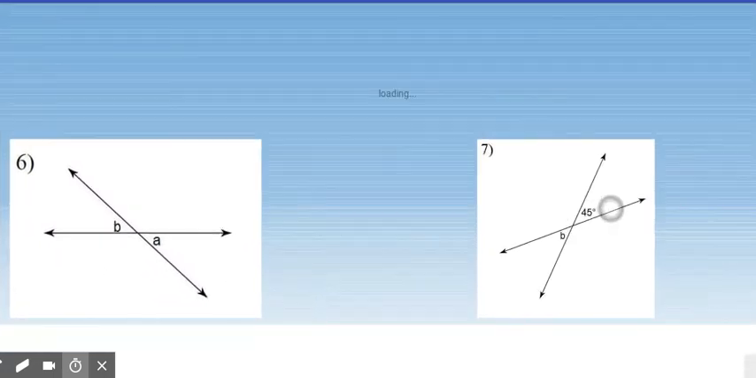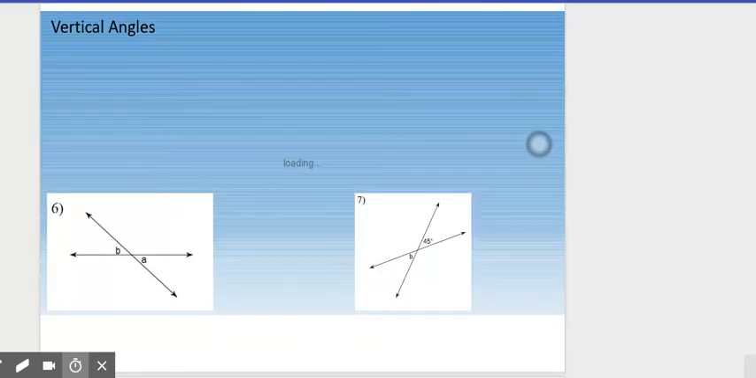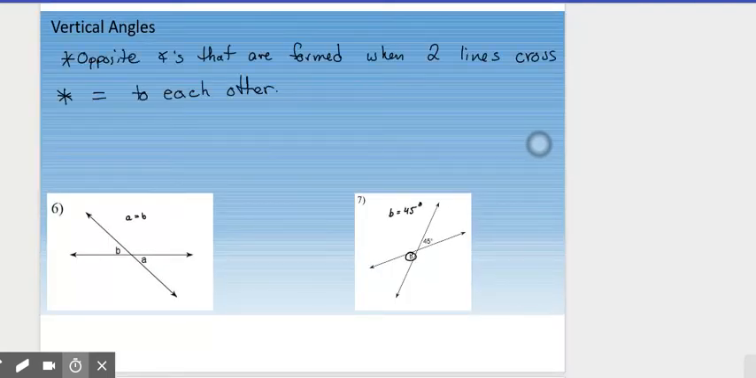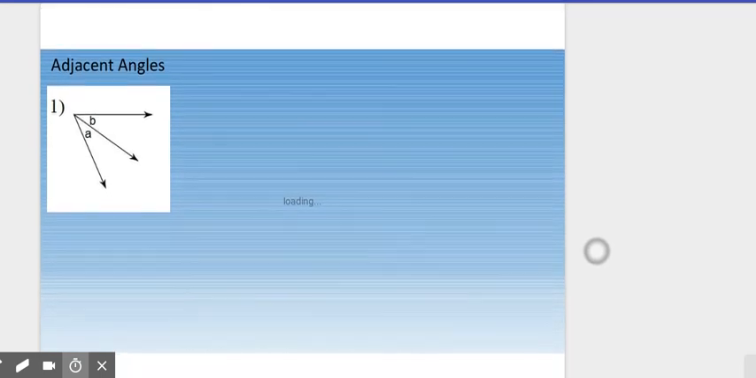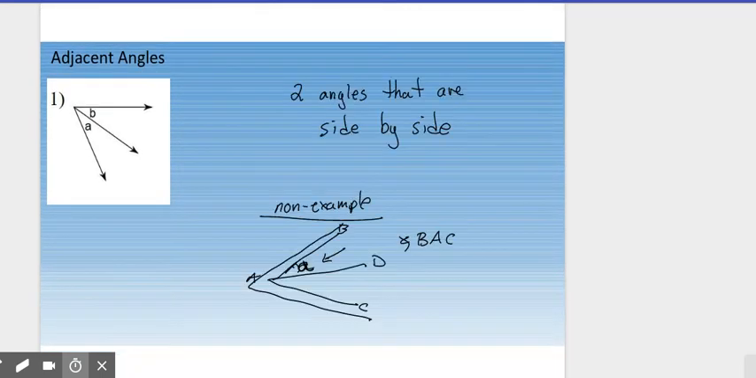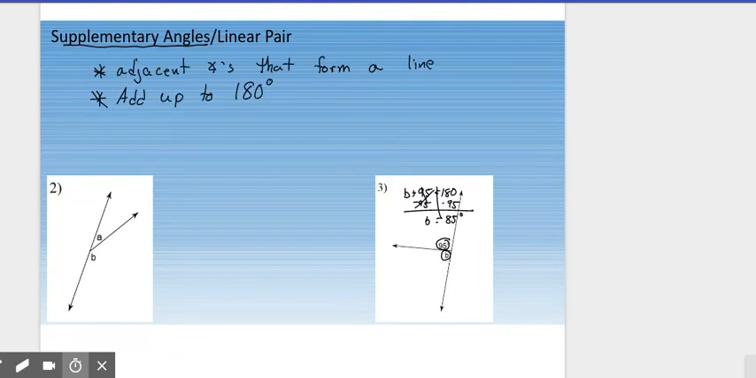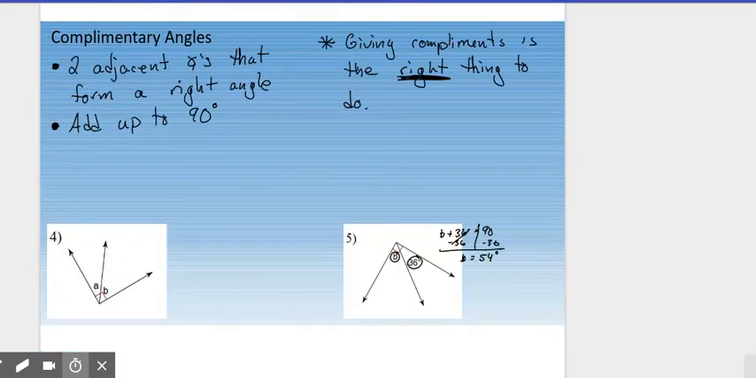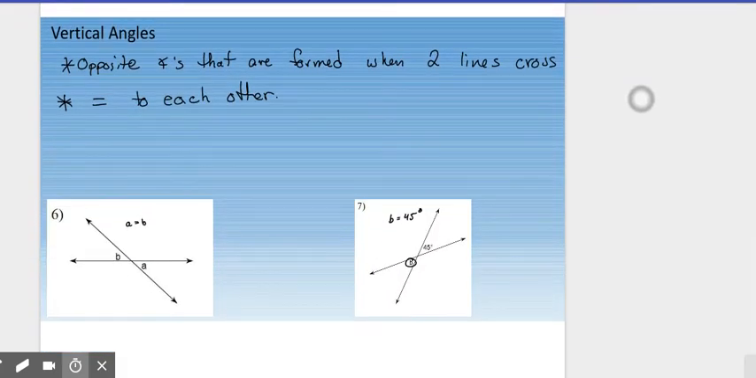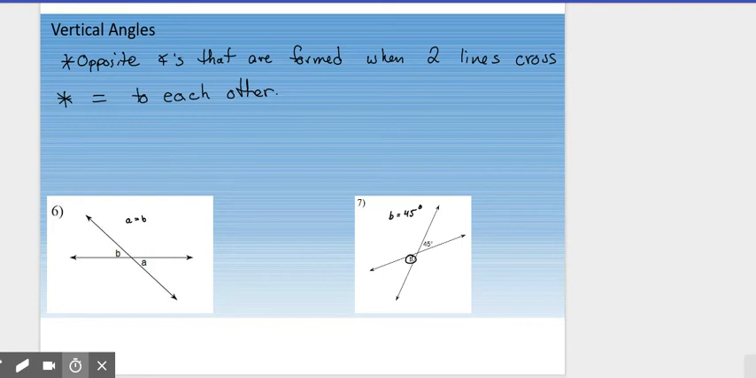Okay, so those are our main types that we're going to be dealing with right now. These are going to be applied to help us do more complex problems, like I said. But when it comes down to it, we have our basic rules. Adjacent means that they're side by side. That's it. Supplementary means that they add up to 180. Okay. They form that linear pair. Complementary, they're going to add up to 90 degrees. And vertical angles, they're equal to each other. Okay. Those are the main types of relationships that we're going to be dealing with.